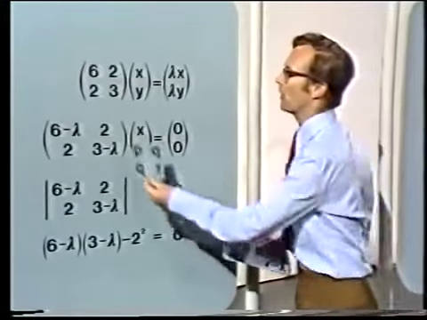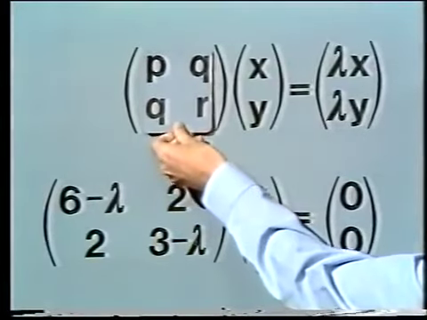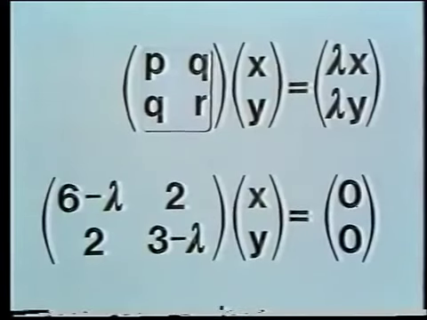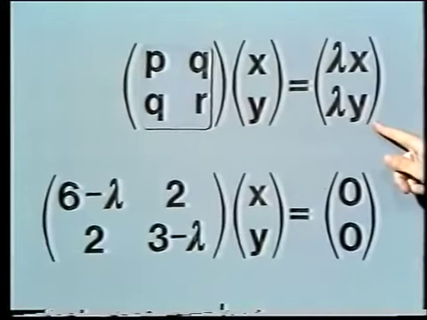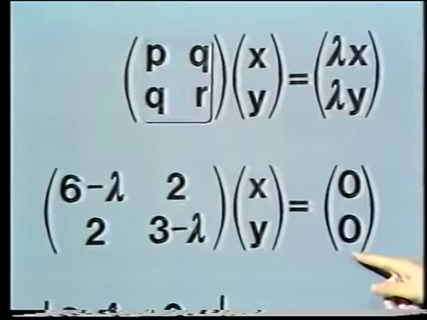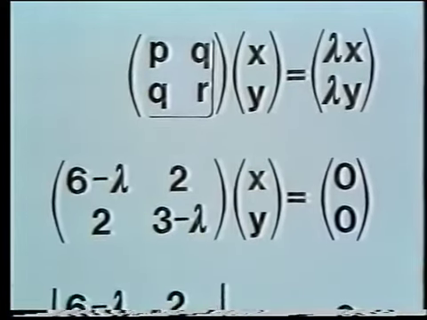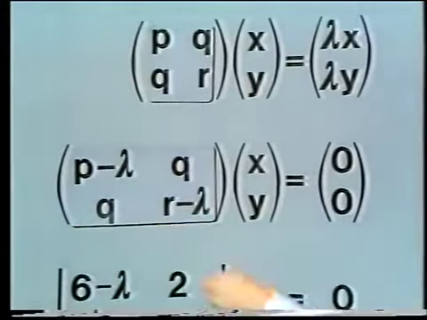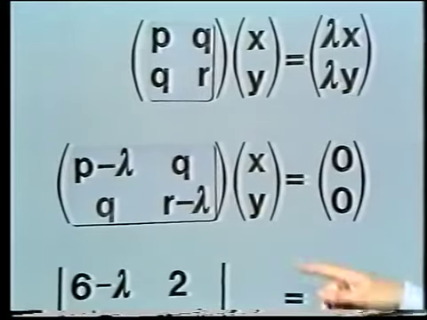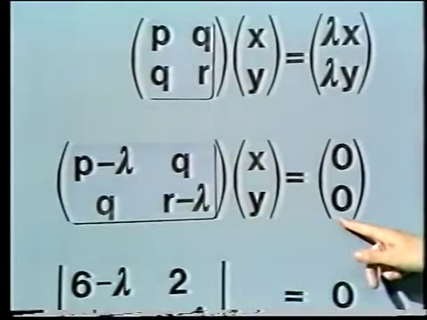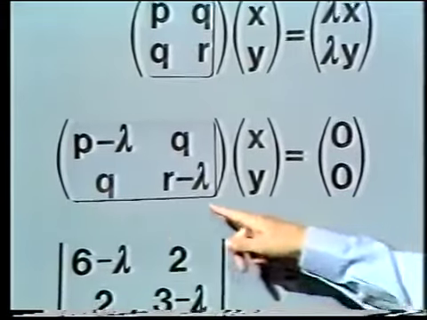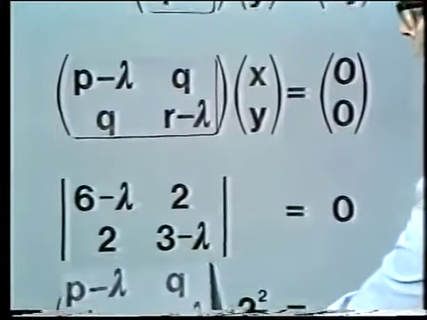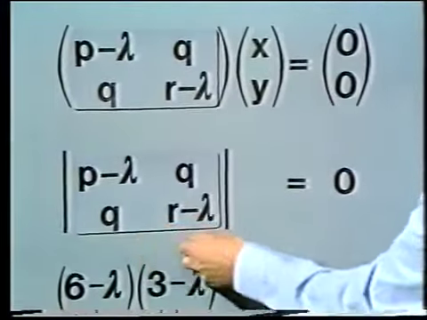We'll start off with a general symmetric 2 by 2 matrix. Notice that these elements are the same. And as before, we take this vector and subtract it from both sides, giving us the 0 vector here, and on the left-hand side we have this. Just as before, we're mapping a non-zero vector to the 0 vector. And what that means is that the determinant of this matrix must be 0. This determinant equals 0.